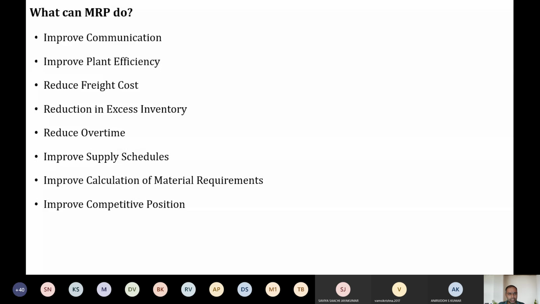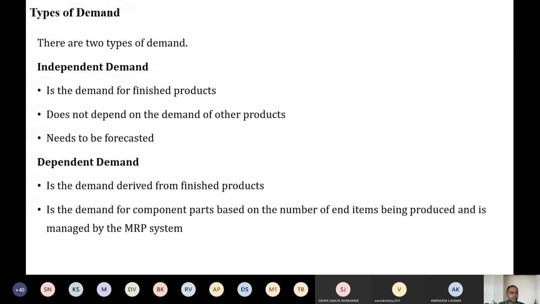Of course, when you have an MRP, the communication is better. The efficiency of the plant is going to be high. As I told you, it is going to bring down the transportation cost, the freight cost. There will not be any excess inventory. You will not have any overtime, because the activities are already planned well ahead. There will be a reduction of time. Then it will improve the supply schedules, right? That will be a very good relationship between the supplier and the OEM.